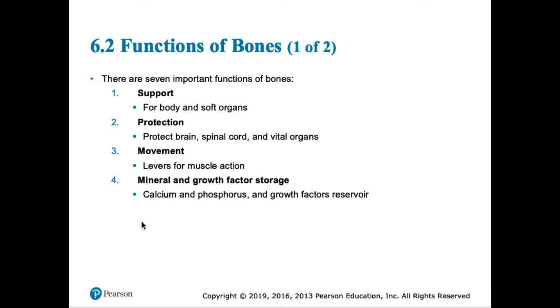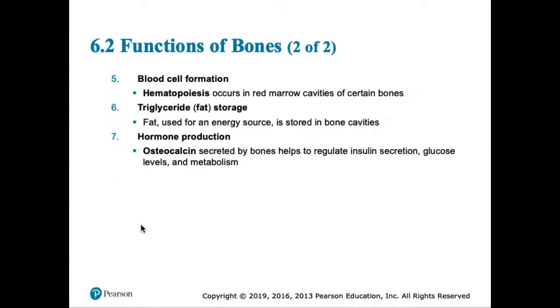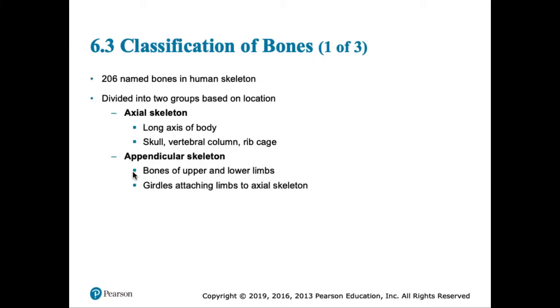Another one is mineral and growth factor storage. That's calcium and phosphorus and growth factors. This is a reservoir for those things. It helps with blood cell formation. That's hematopoiesis. Basically it occurs in the red bone marrow cavities of certain bones. It also helps with triglyceride storage. It's stored in some bone cavities. And, of course, some hormone production, like osteocalcin, which is secreted by bones, and it helps regulate insulin secretion, glucose levels, metabolism, and things like that.